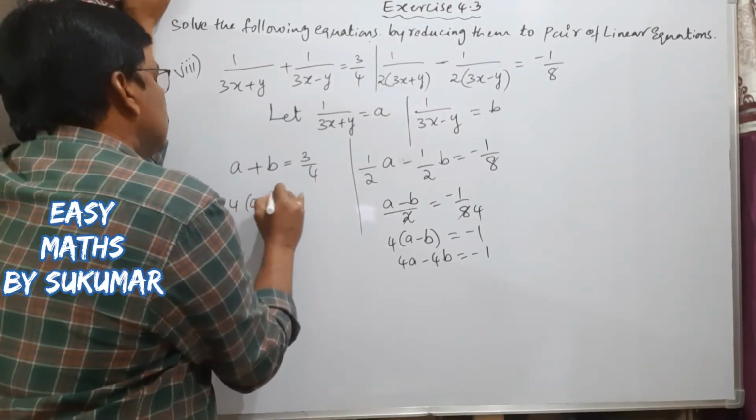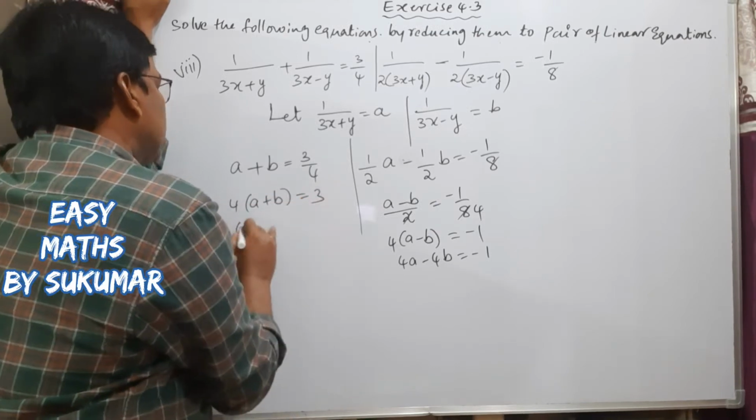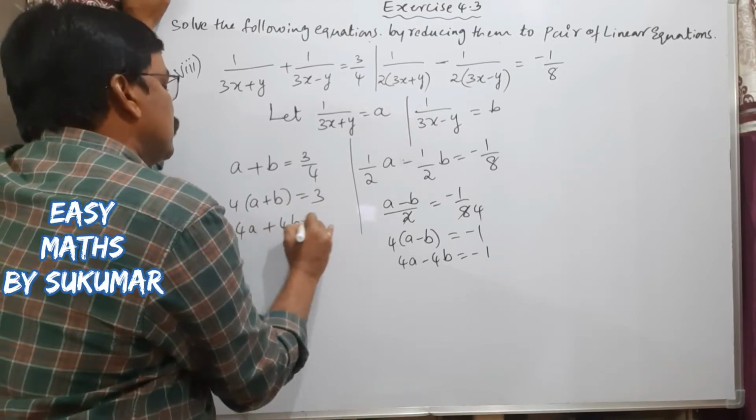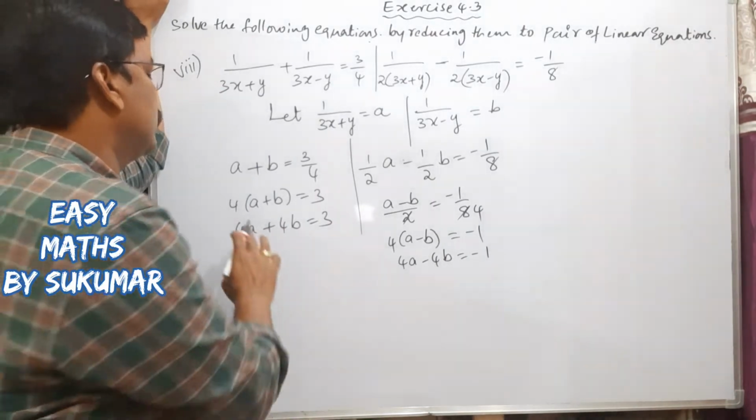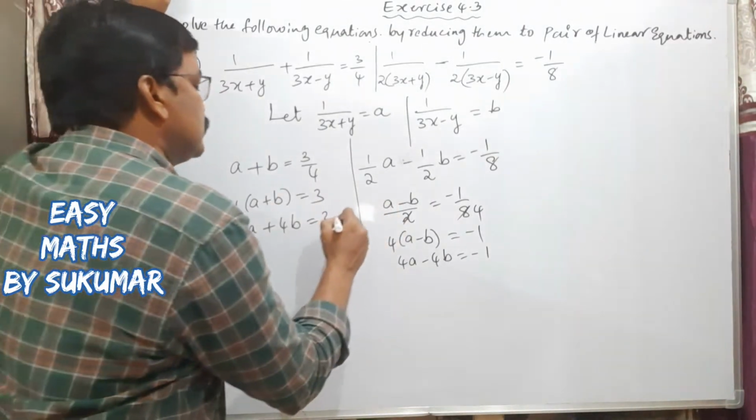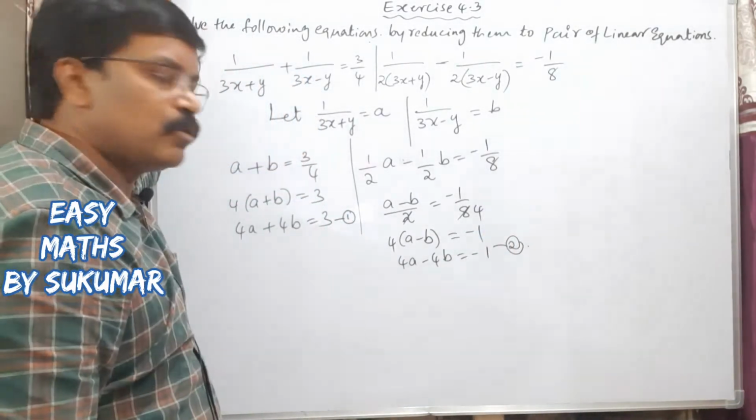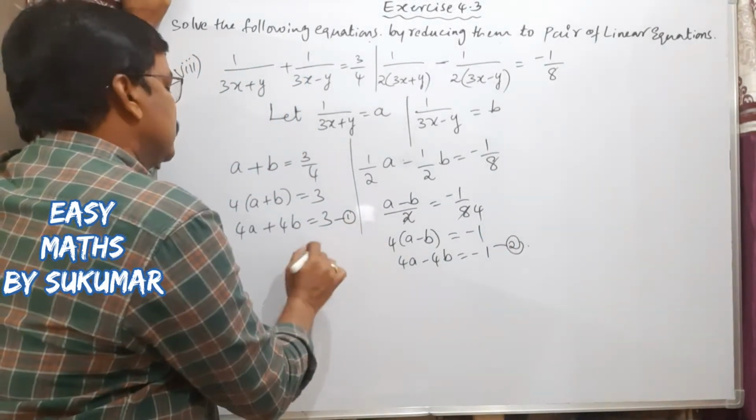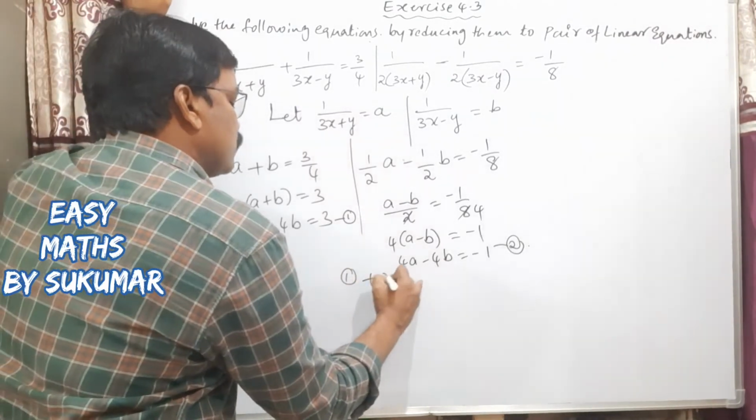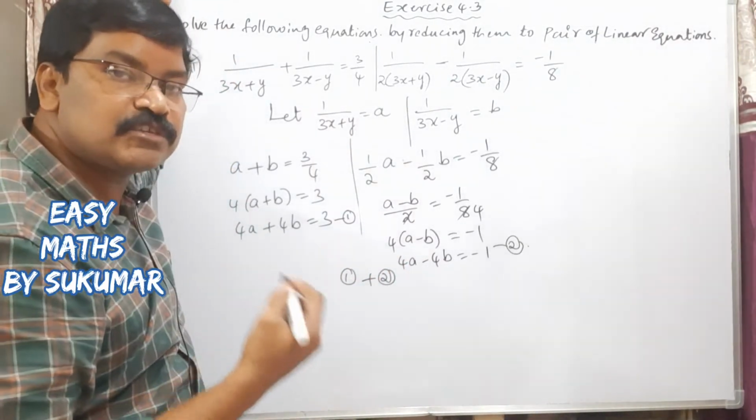4 times (a plus b) is equal to 3. That means 4a plus 4b is equal to 3. This is equation 1 and this is equation 2. Okay. See, just by adding equation 1 and equation 2, what is equation 1?